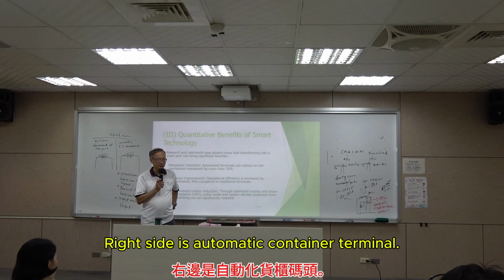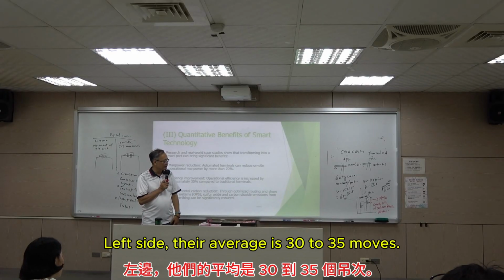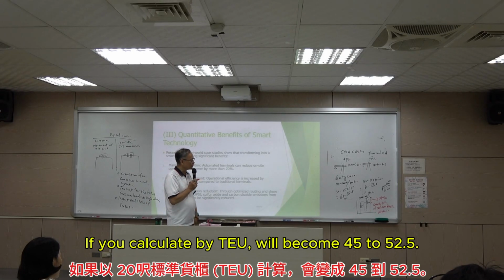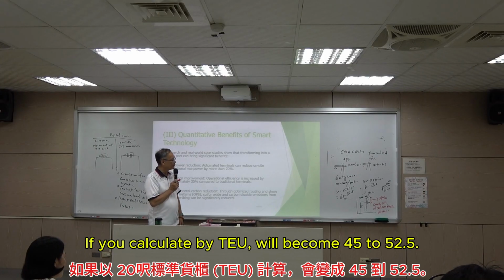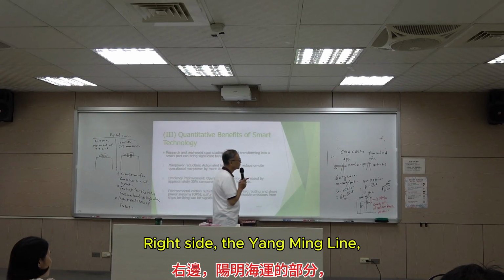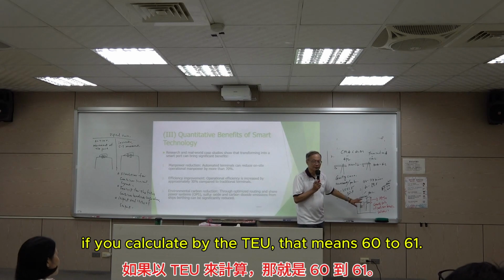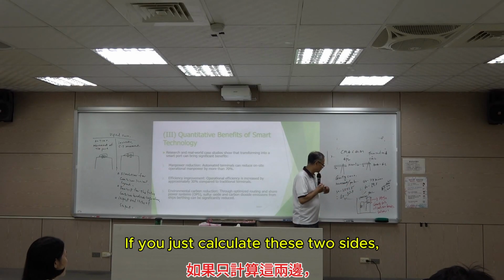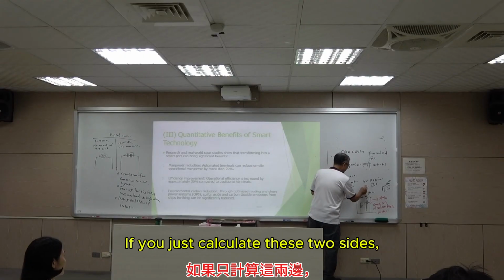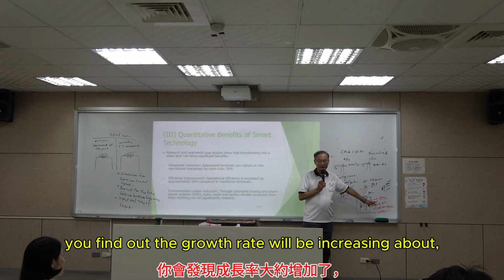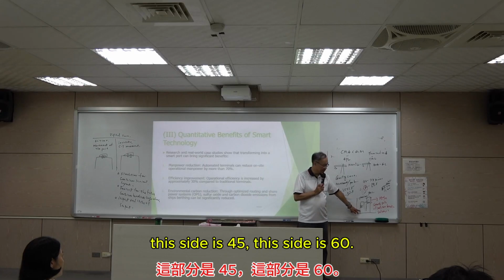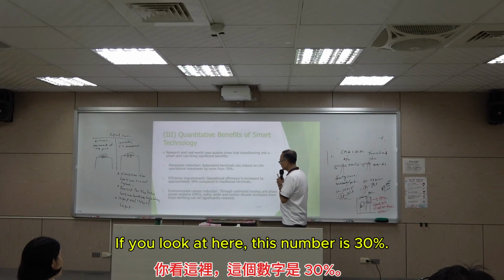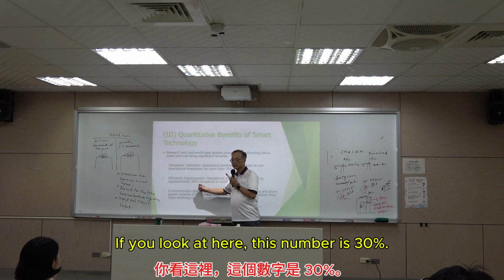Let's just calculate this case: left side is the main gantry crane, right side is the automatic container terminal. Left side their average is 30 to 35 moves. If calculated by Q, it will become 45 to 52.5. The Yangming Line side, if you calculate by meter Q, that means 60 to 61. So if you calculate the two sides, we find the growth rate is increasing, this side is 45, this side is 60. So increase how many percent? 25%. If you take it right here, this number is 30. Very similar.